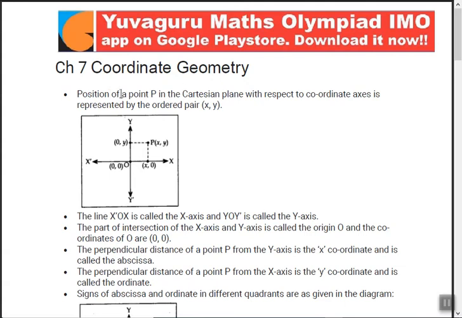Okay, so the position of point P in a Cartesian plane with respect to coordinate axis. Axis, remember, if one is there, then it's axis. If there are two, then axes, is represented by the ordered pair X, Y. Always X comes first, Y comes second. Always, never ever change it.